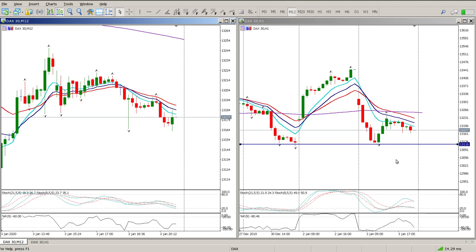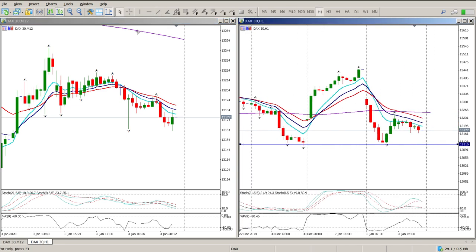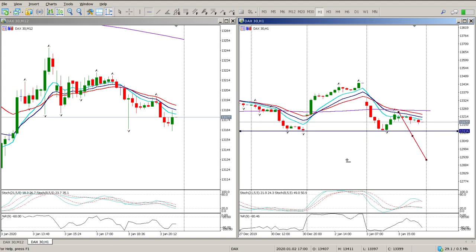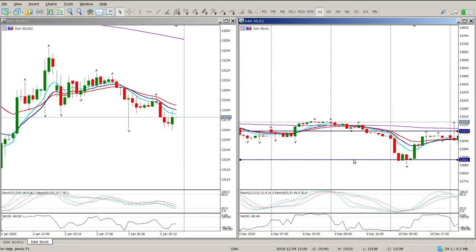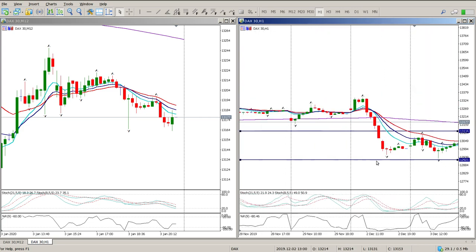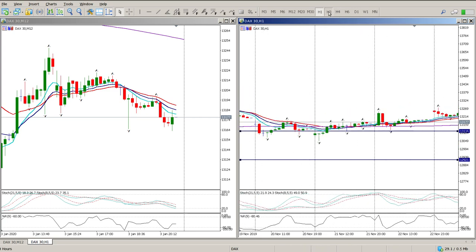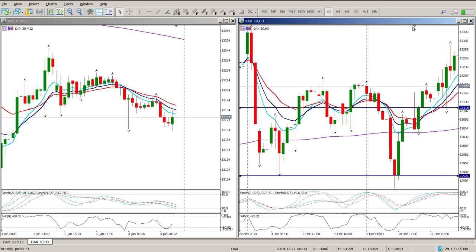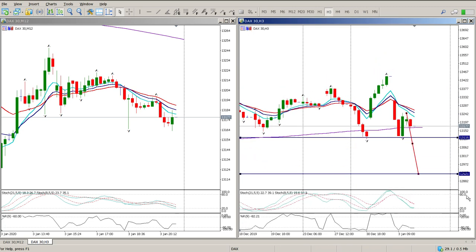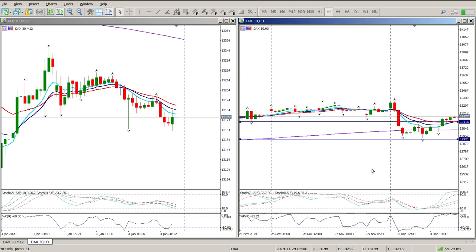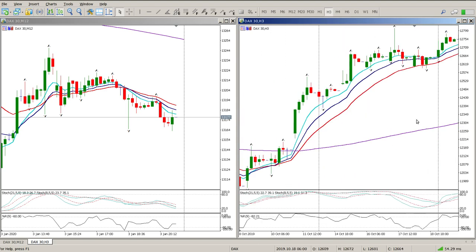Okay, and there is a potential measured move here of that. Okay, and that is 12,921, which is a previous low. Just pick it up on the 3 hour. Okay, so that would make sense.